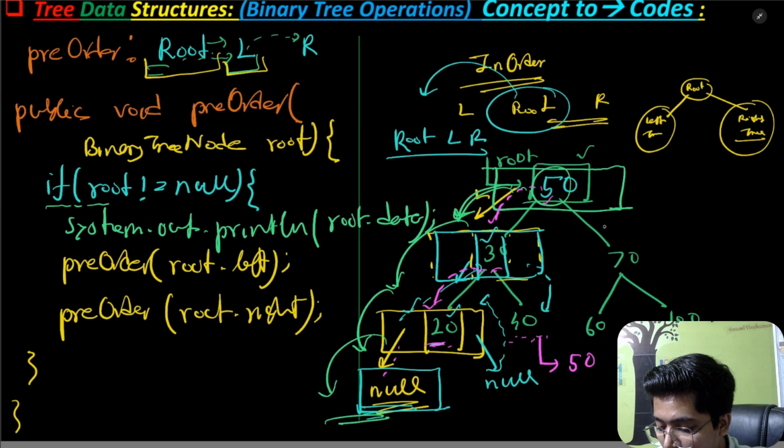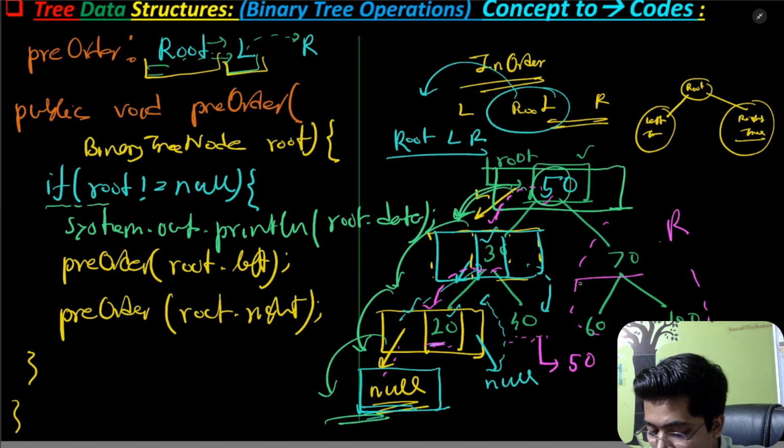Now after printing 40, we'll be noticing the right side. As per the rule, root, left, right. So now the right side, and this one is also a root. So we process 70. After 70 there is the left portion that we have to process, so 60 and then 100. So this is the processing.